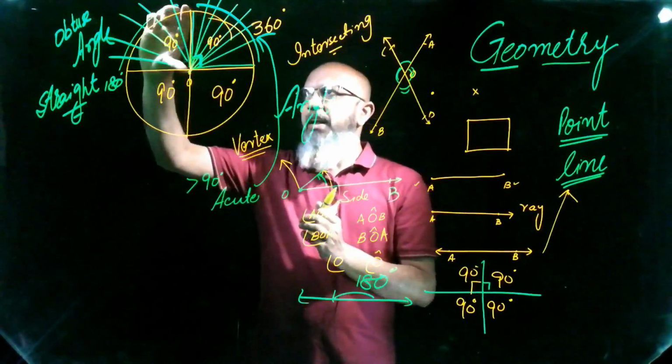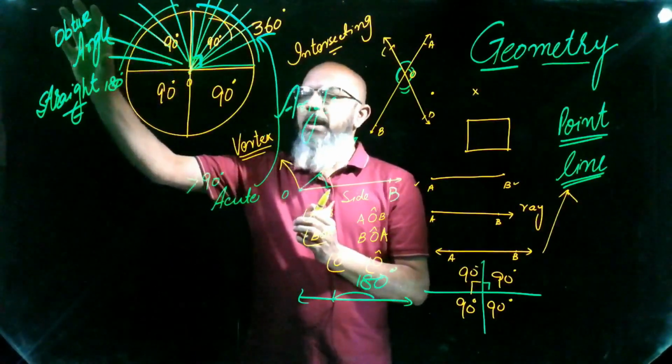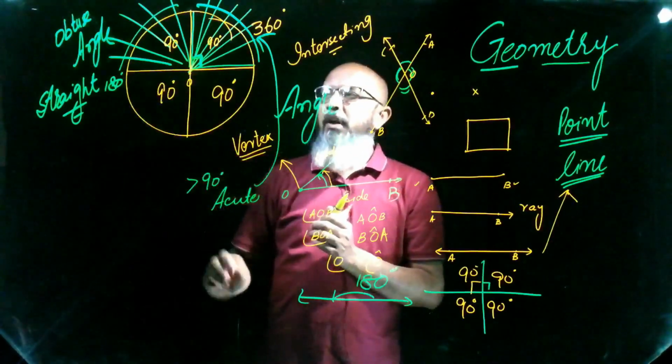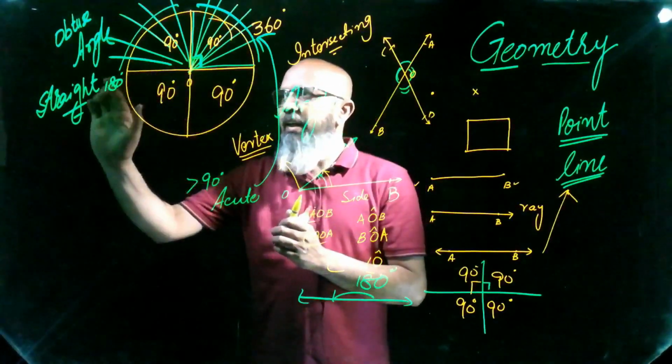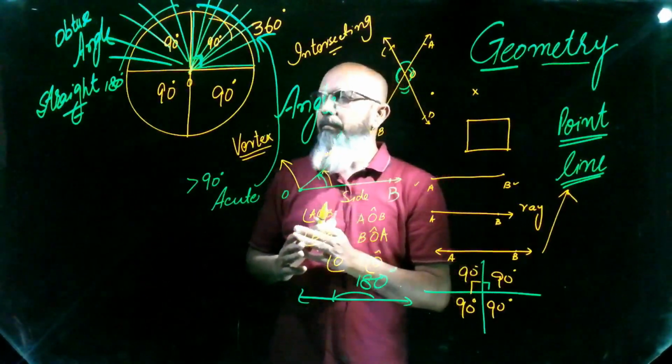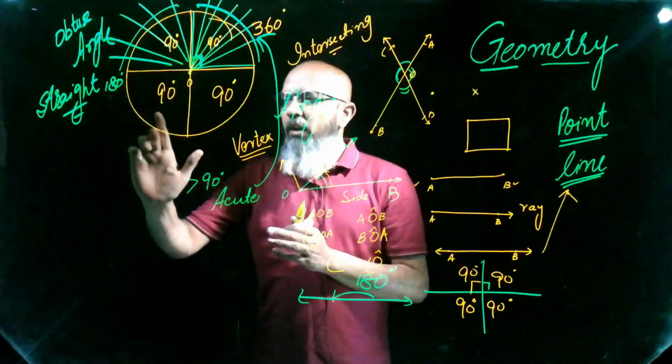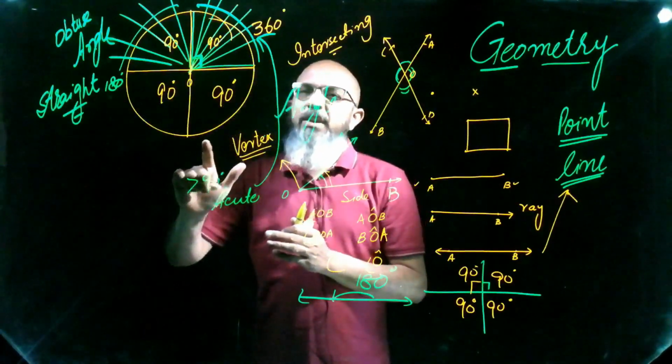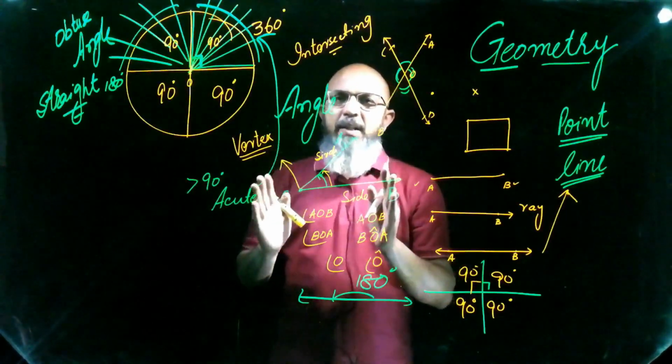An angle greater than 90 and less than 180 is called an obtuse angle. Now an angle of a straight line is 180 degrees. We call it a straight angle. An angle greater than 180 but less than 360 is called a reflex angle.